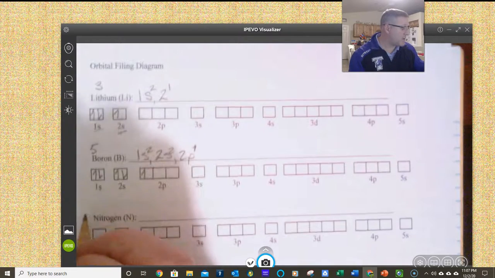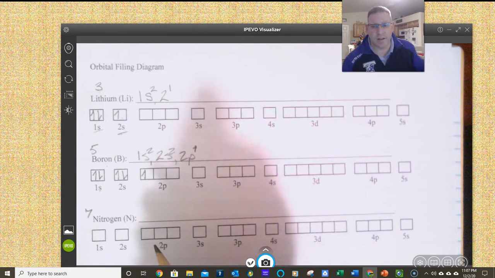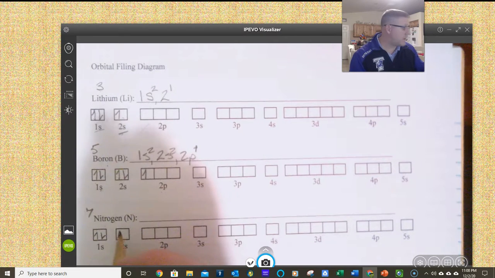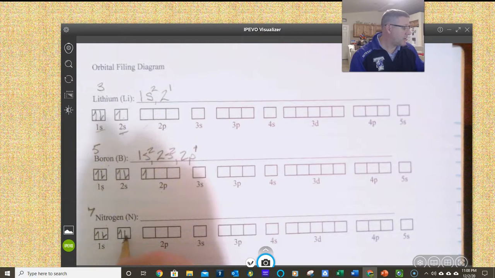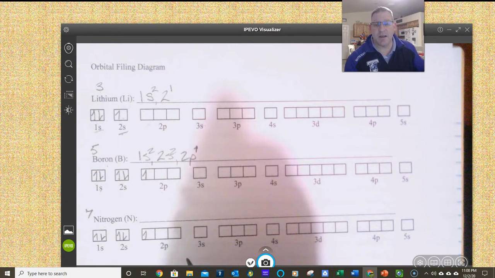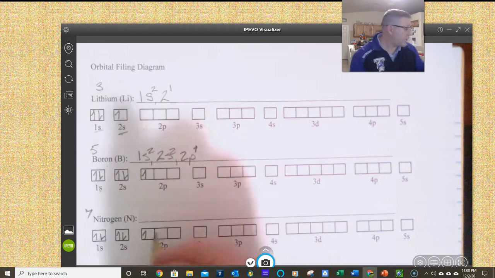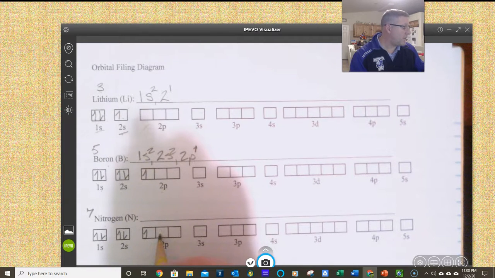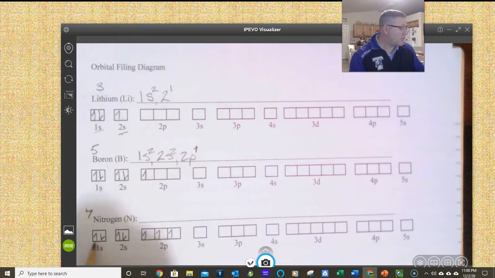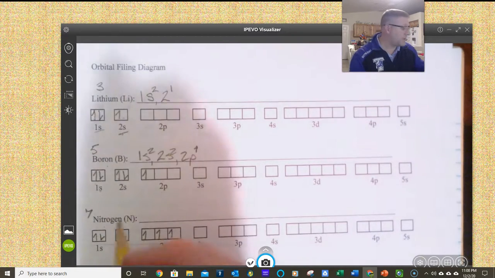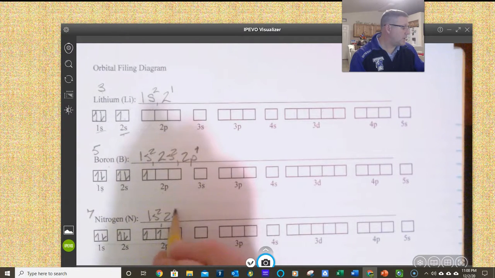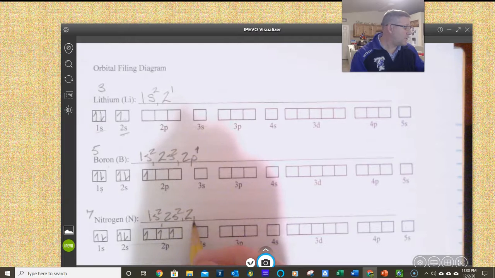Next is nitrogen. Nitrogen is atomic number 7, so I need to find a home for 7 electrons. Once again, the first 2 electrons in the 1s, and then electrons number 3, number 4, number 5, and now I am forced to do the school bus rule. Electron number 5, electron number 6, and electron number 7. Once again, I write down what I simply see. I see a 1s2, 2s2, and a 2p3.